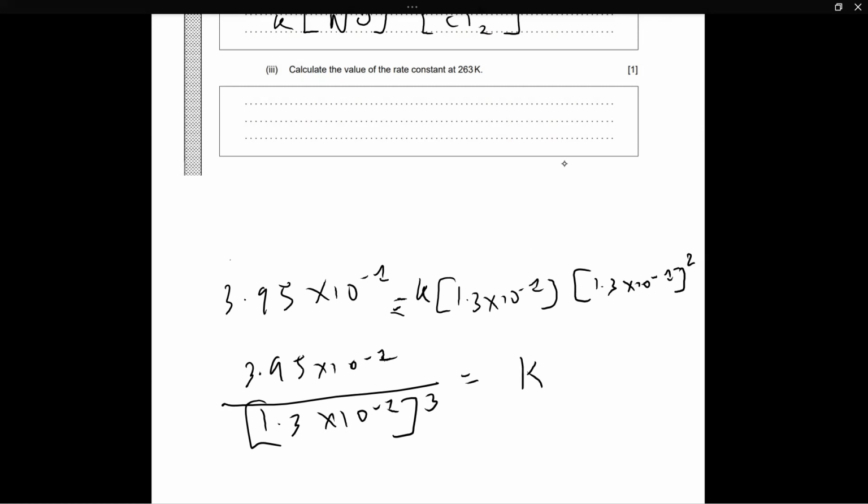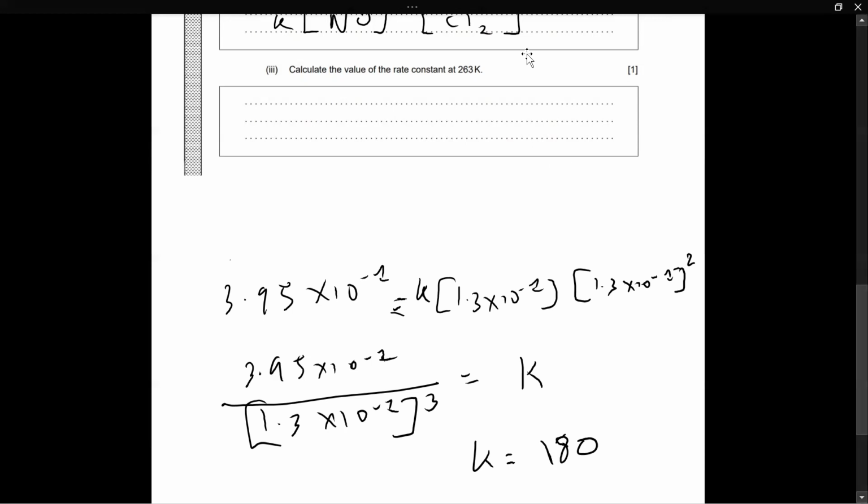Now, this is equal to K. If you just plug this into your calculator, which I'm going to do right now, you will get the right answer. So let's do that real quick. I really hope that my explanations have made sense to you today. So K is equal to approximately 180. So this is the rate constant.